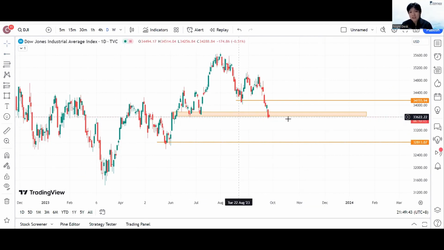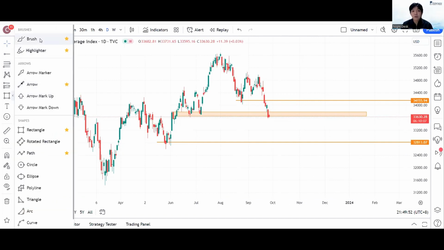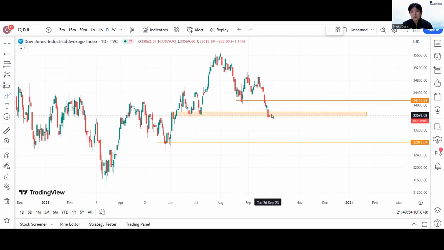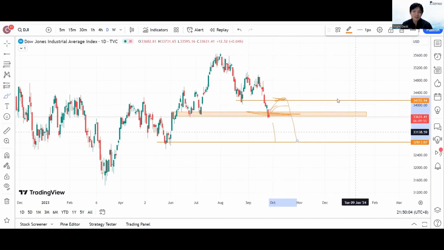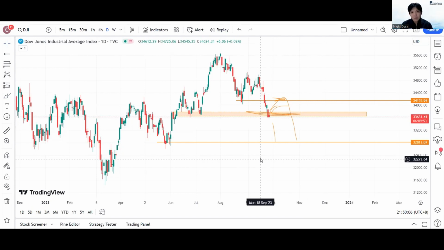The next level that the price really has to hold is 32,800. Otherwise we might see even more downside from Dow Jones. But this current level is very delicate. If price cannot push back up, it will come down. Even if it can push back up but cannot clear 34,155, it will still come back down. So near term, just take note of this price action.